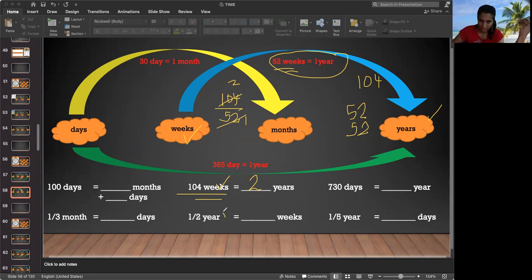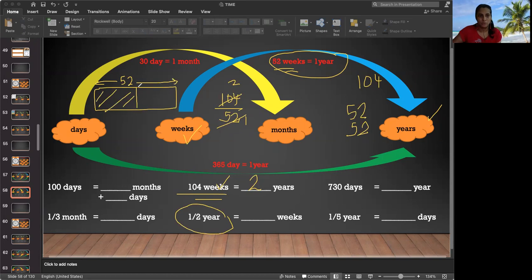Now, look at the next question down here. It's asking us, half a year is how many weeks? So again, I'm going to use the drawing method here. This is 1 year, and it has 52 weeks. And I'm going to ask how much is half. So what am I going to do? I'm going to take 52 and divide it into 2. If you do this, you would get 26. Each part would be 26. So that's half. Half the year is 26 weeks.